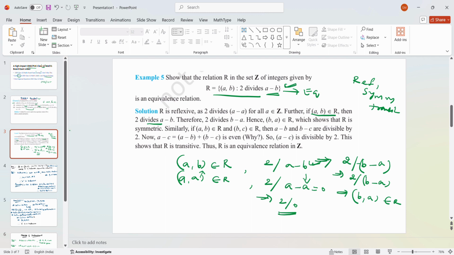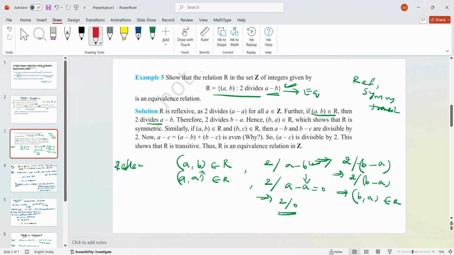So this way you have to understand the condition, and according to that condition we have to write the steps neatly. We have to put a subheading as reflexive, and under that we have to write these steps. What are the steps we have here? These steps I have to write. Okay, for symmetry we have to write these steps. Transitive also you can prove the same way.